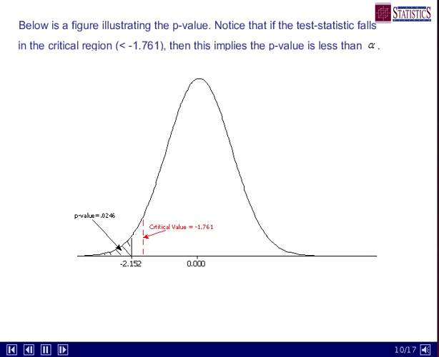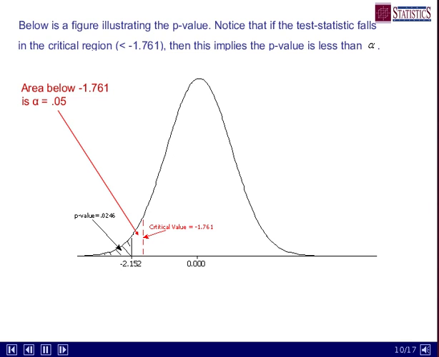Here's a figure for our particular example, and one can see that the negative 2.152 there, the probability of being below it is shaded on the graph, showing that it's 0.0246. Notice where the critical region was: that's the negative 1.761 that we were using. Notice that if the test statistic is in the critical region, below negative 1.761, like minus 2.152, it automatically makes the p-value smaller than the area below the critical value, which is alpha.